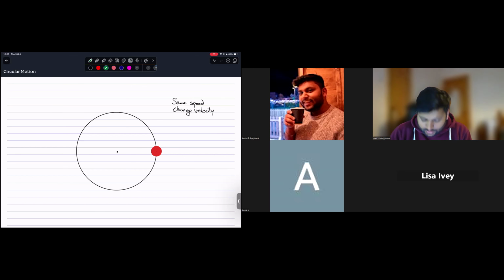Well, like you draw it directly downwards or directly upwards, depending on which way it's going. Okay, so Anna's saying it's traveling directly upwards.